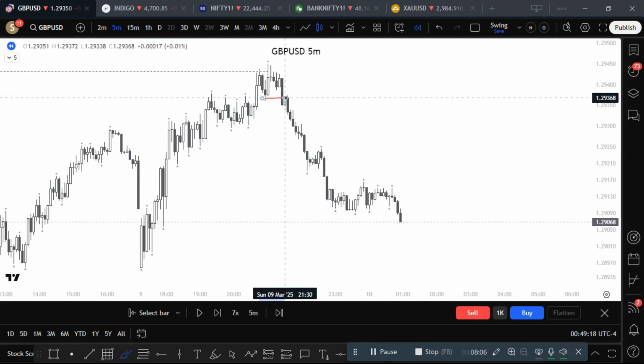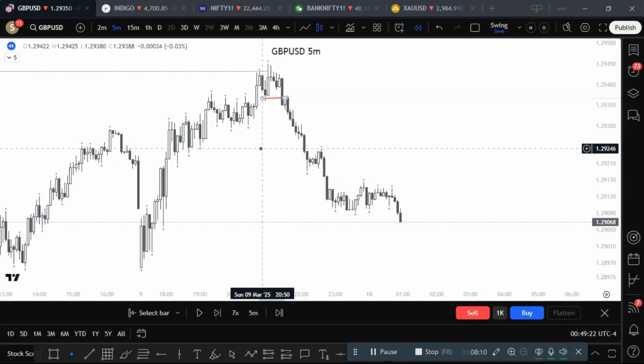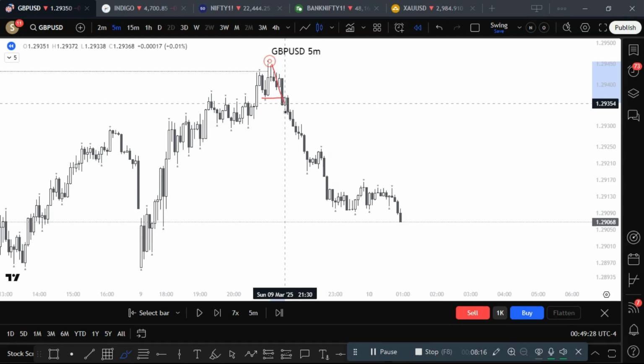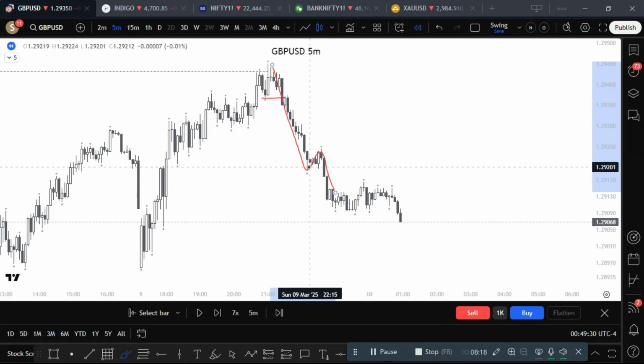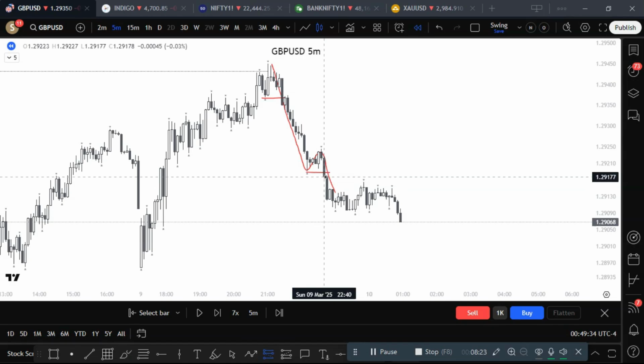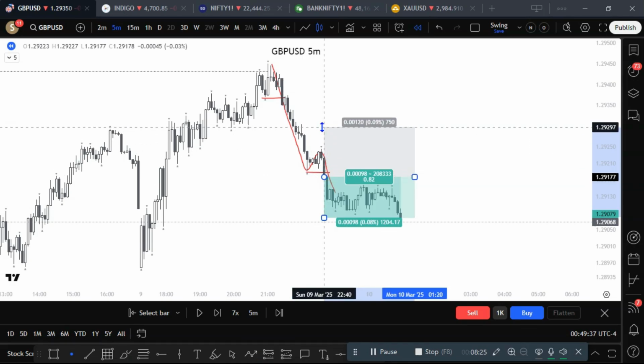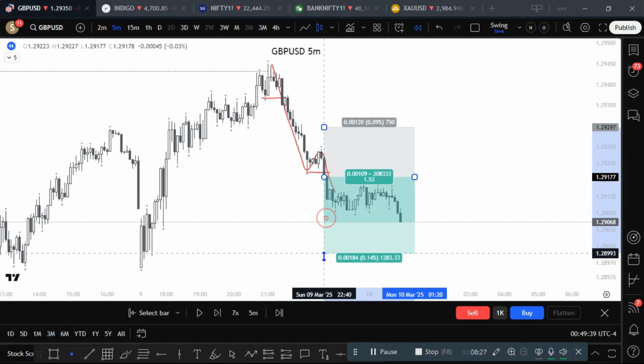So what GBP USD did, one break to the downside. As I told you, we need double break, right? So this is just one break. Now we need double break. So here is our double break. Then what we will do, place our short entry, stop above swing, target simply 2R.